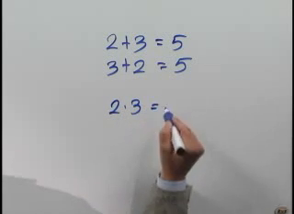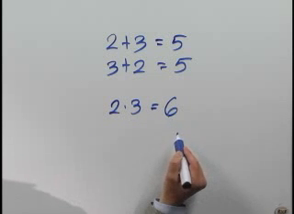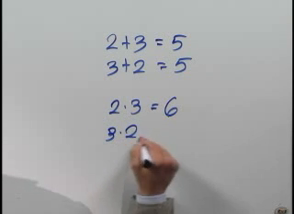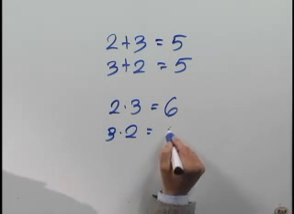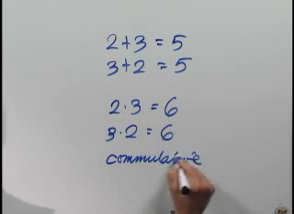If you multiply them, the order doesn't matter. 2 times 3 is 6. But 3 times 2 is also 6. The order doesn't matter for either addition or multiplication. This property has a name. We call it the commutative property. The commutative property says that you can add numbers or you can multiply numbers in either order and you'll get the same result each time.